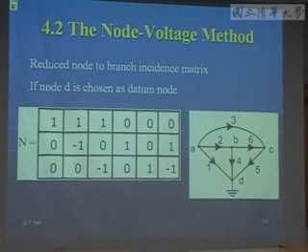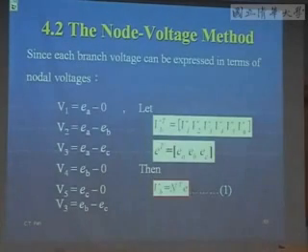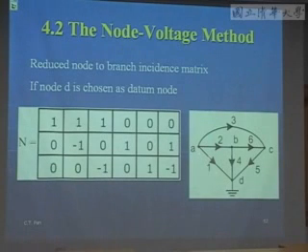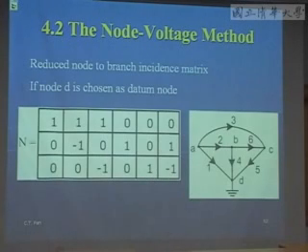Now, we know KCL and KVL describe the topological properties of a circuit. They have nothing to do with the components, only with their interconnection. So you can see the branch voltage, as we talked about before: if you know the nodal voltages, then you can calculate all the branch voltages. For example, let's consider this example. For branch 1, we know the voltage V1 is this plus this minus, so EA minus 0. Branch 1 voltage is EA minus 0. Branch 2 is EA minus EB.